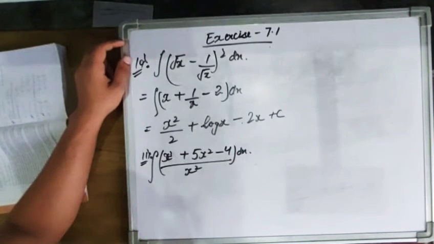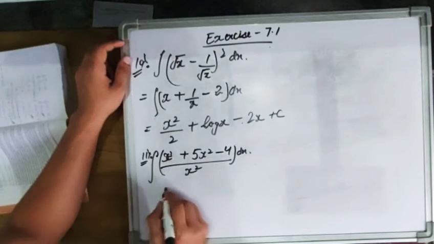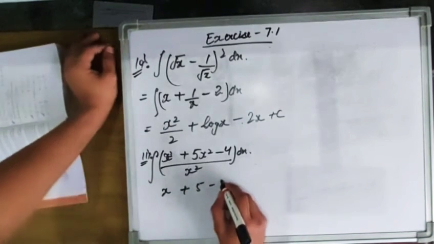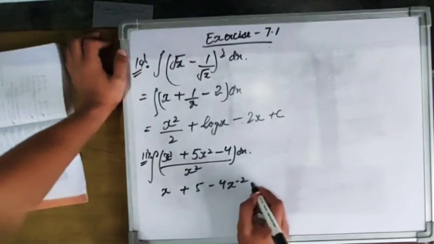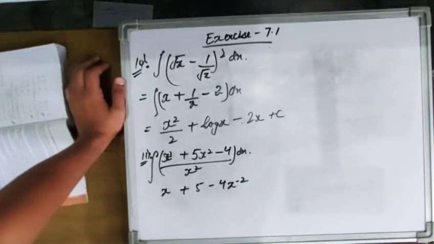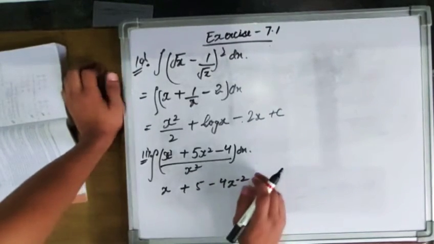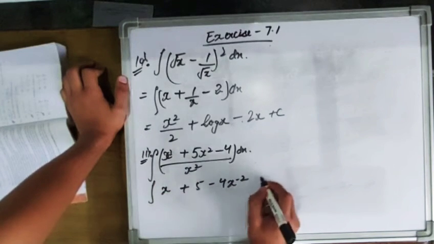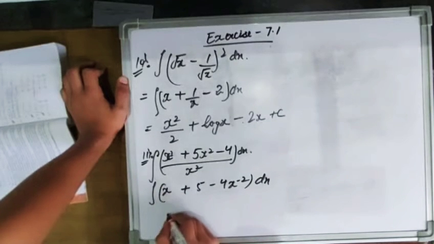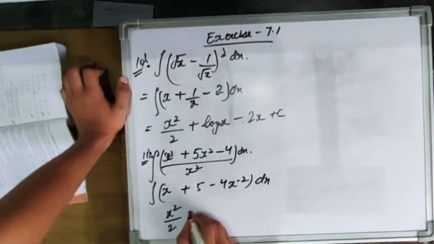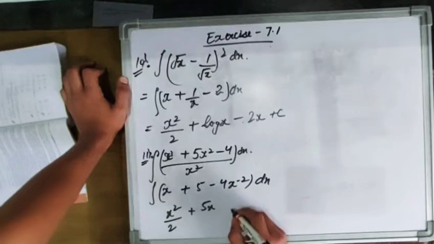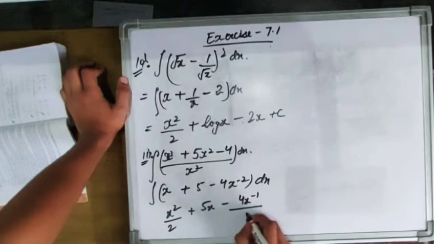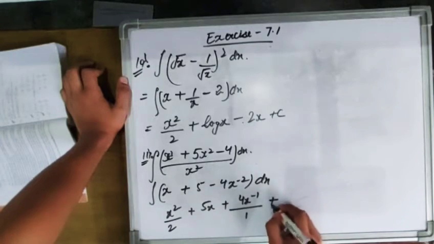I am going to divide these terms by x square so that the question becomes easier. Plus 5 minus 4 x raised to power minus 2. You can write 1 upon x square as x raised to power minus 2 because this x square is in the denominator. Now finding the integration, we have x square upon 2 plus 5x minus 4 x raised to power minus 1, dividing by the minus 1, we have this, plus the constant term.